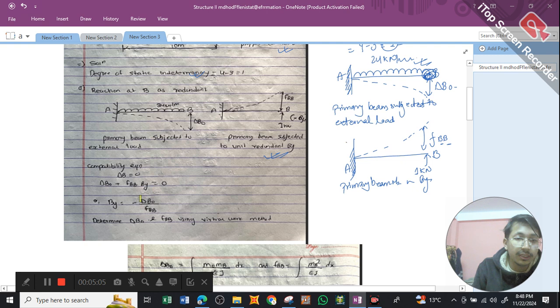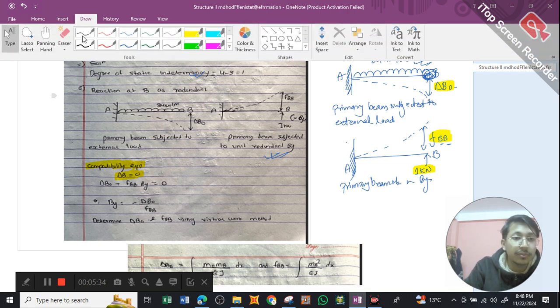Use the highlighter. What we're going to do is use our compatibility equation, which is deflection at B equals 0. The deflection at B needs to be 0, which is the summation of Δ_B0 of our first case plus f_BB times B_y, where B_y is our redundant.